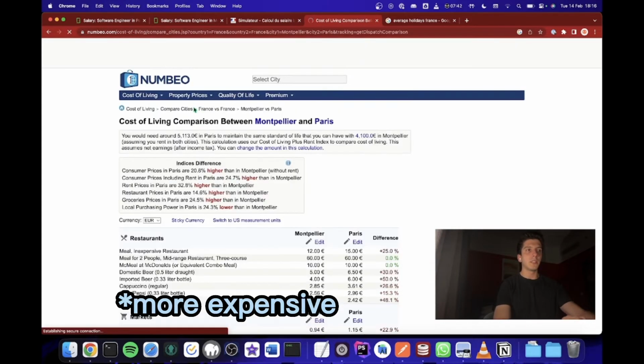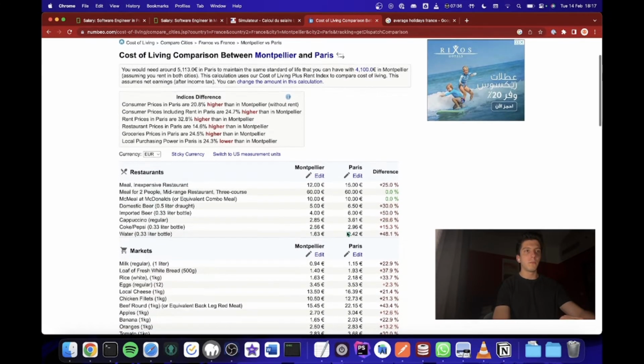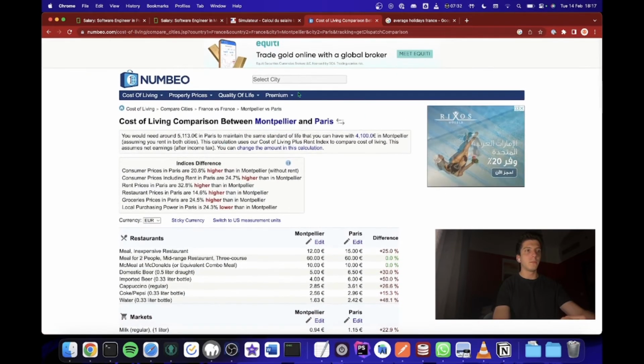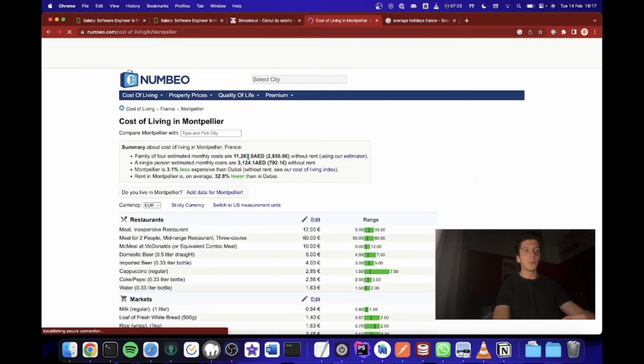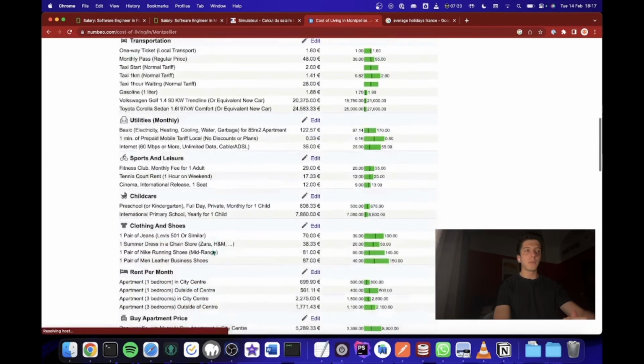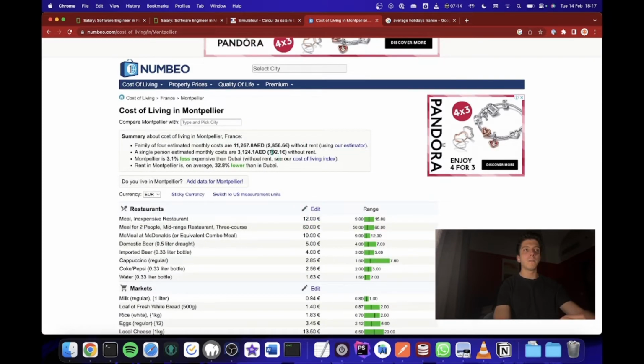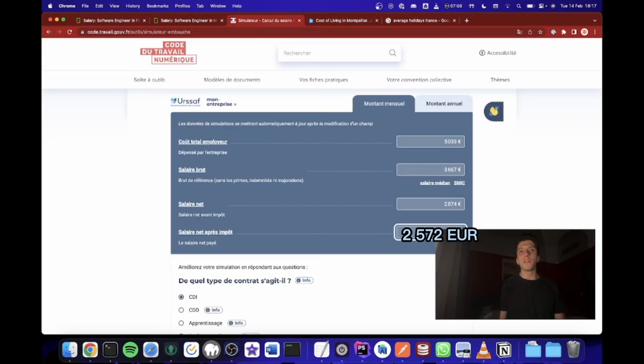Compared to Paris, life is way cheaper. I just want to see Montpellier. In Montpellier, you see that without rent, you pay about 800 euro per month, and if you add the rent, it can be as low as 600, 700. So in total, you will be spending about 1,500 euro, which means with this salary, you would be able to save about 1,000 euro per month. And you have to take into account that you will go on holidays, so you will be spending some money too.